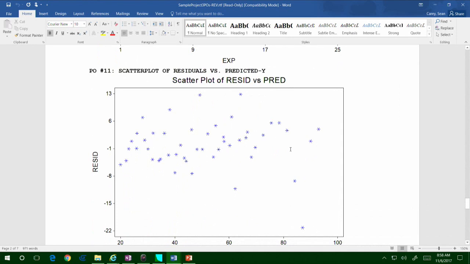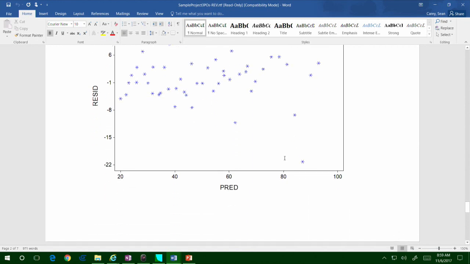Printout number 11, residuals versus predicted y. Now I'm checking for a funnel cone shape. Maybe slight, but it doesn't look too bad. This is a judgment call on your part. Maybe you have a strong trend and you tell me about it.